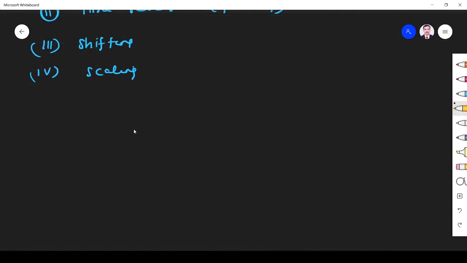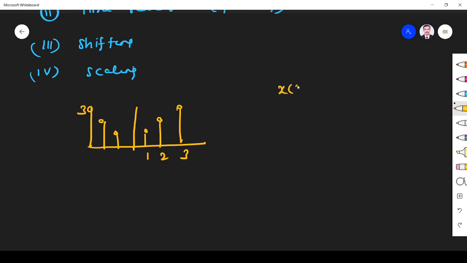Let us assume this is our signal x of n. Here 1, 2, 3, and here also 1, 2, 3. These are the two sides of the signal. What we have to draw is x of 3n minus 1. Here you see it has a scaling, and this minus or plus indicates shifting. Multiplication indicates scaling, and this minus or plus indicates shifting. So it has scaling and shifting.